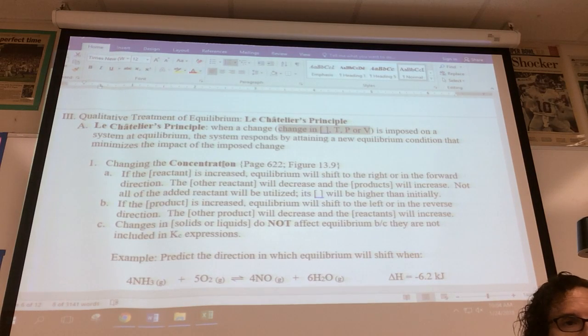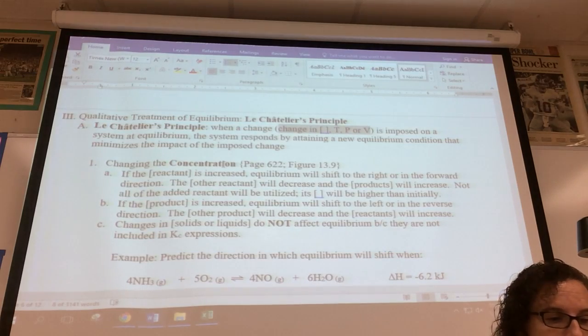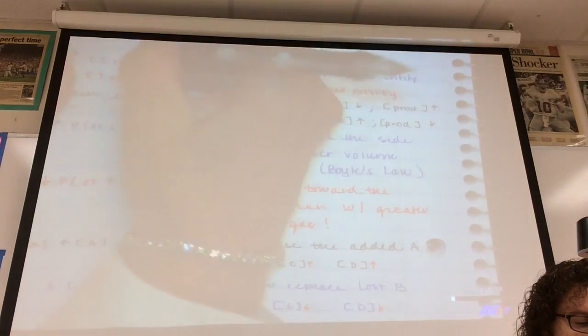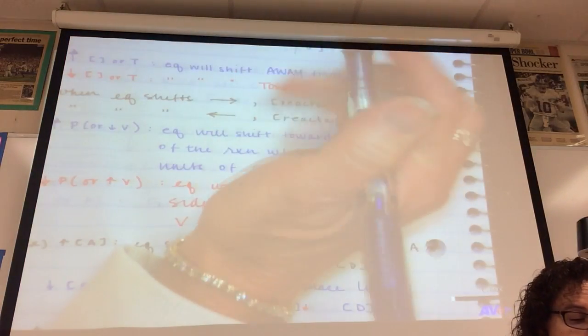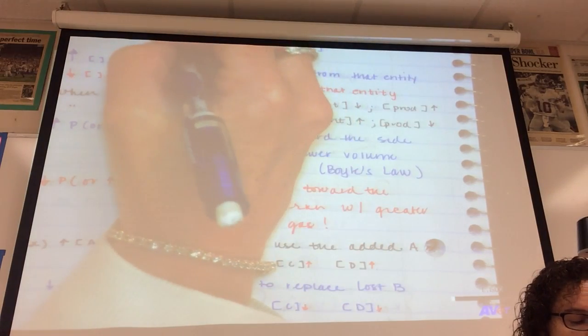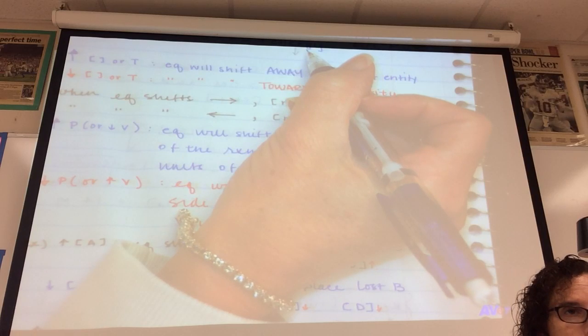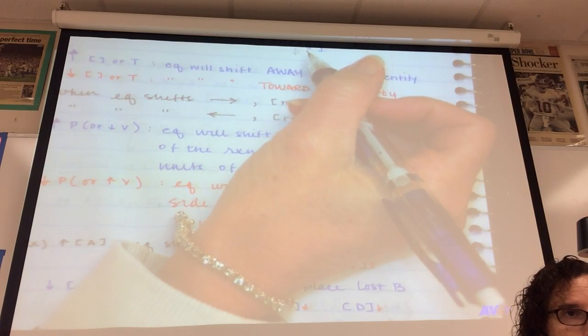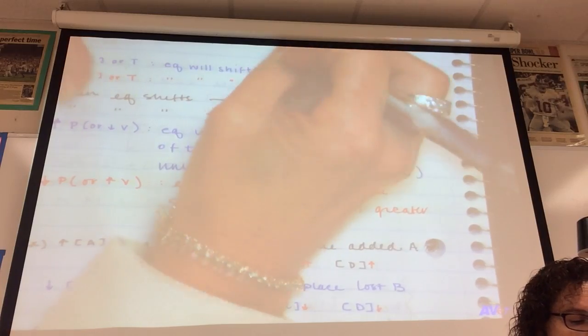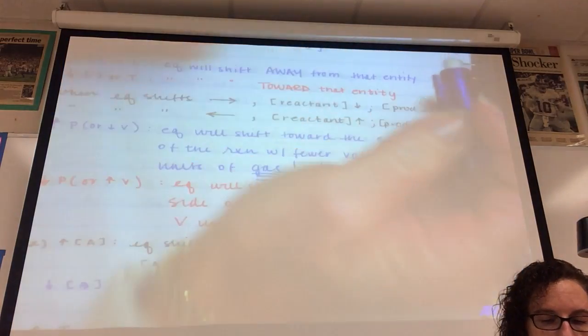Go ahead, Sam. So when you decrease the temperature, what would be the explanation? If you decrease temperature here, it would shift to the right. Okay, so if you decrease temperature, equilibrium will shift to the right to replace the heat lost. Makes sense. And we'll work on those explanations here. We'll write them out.